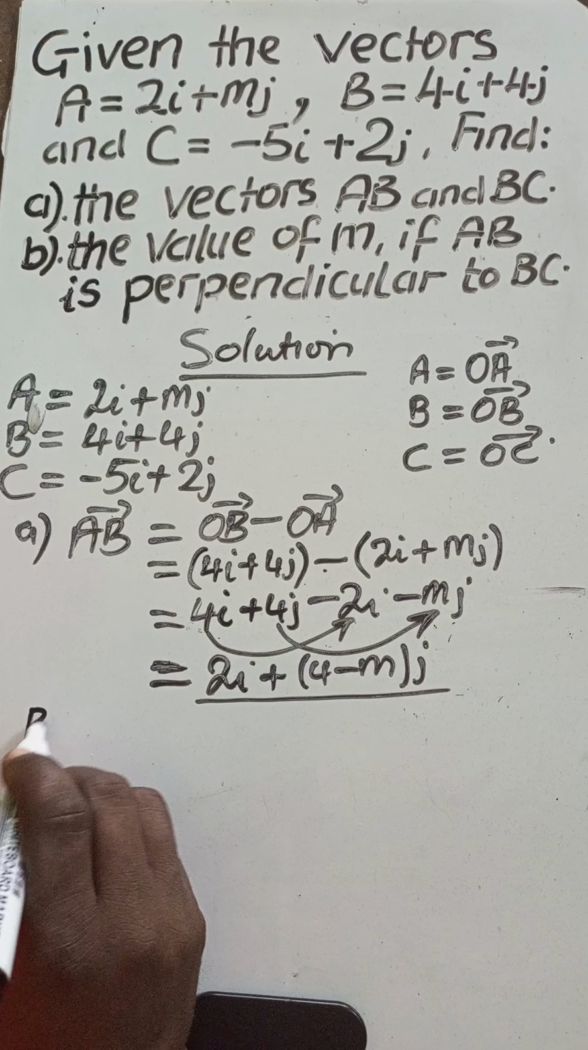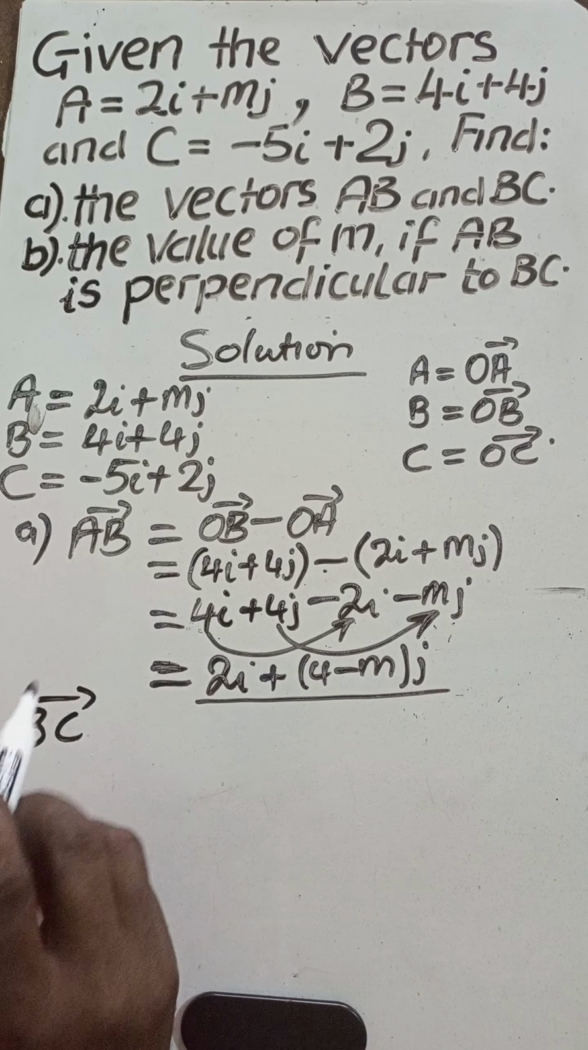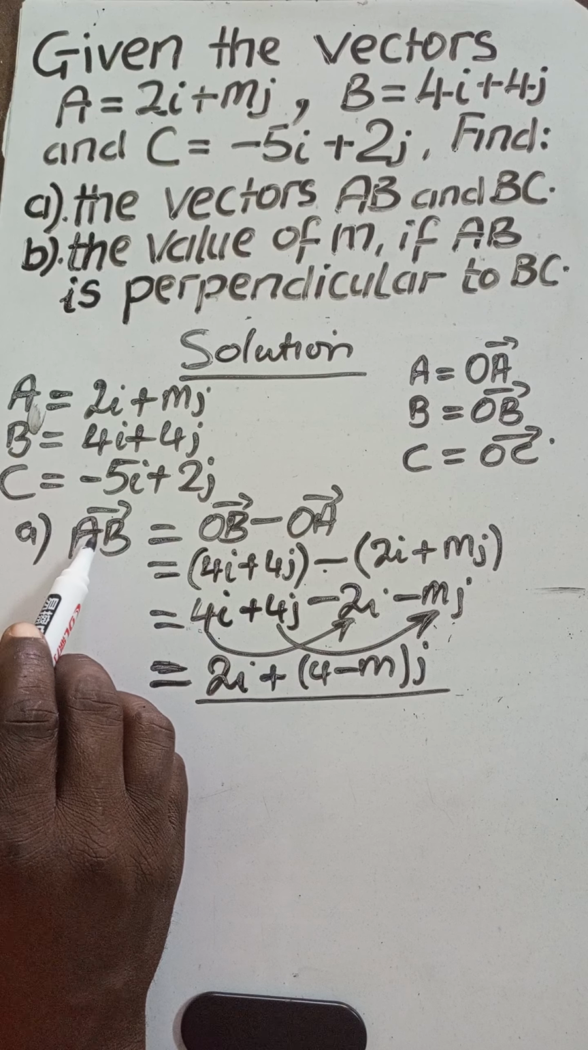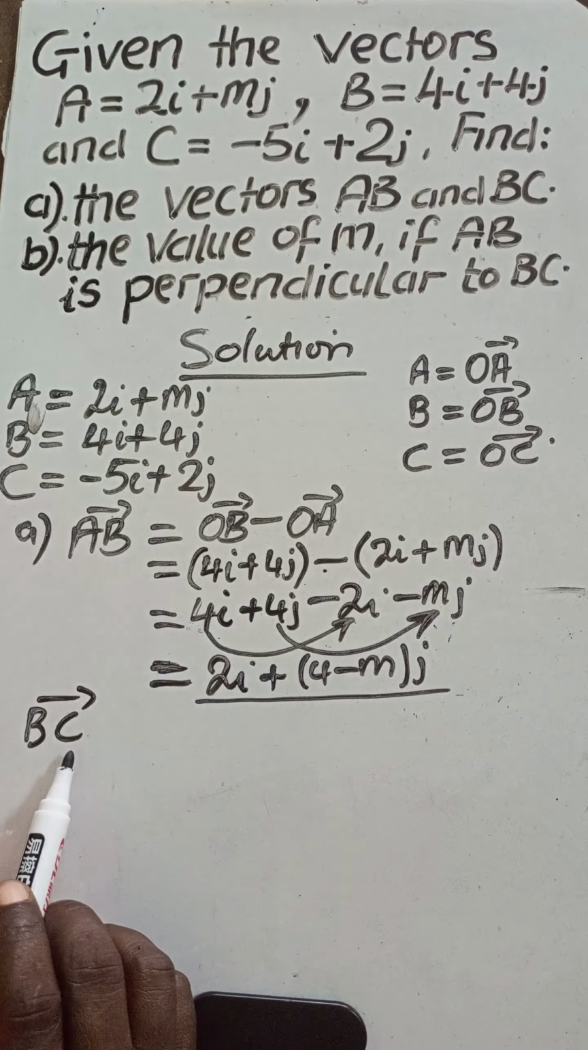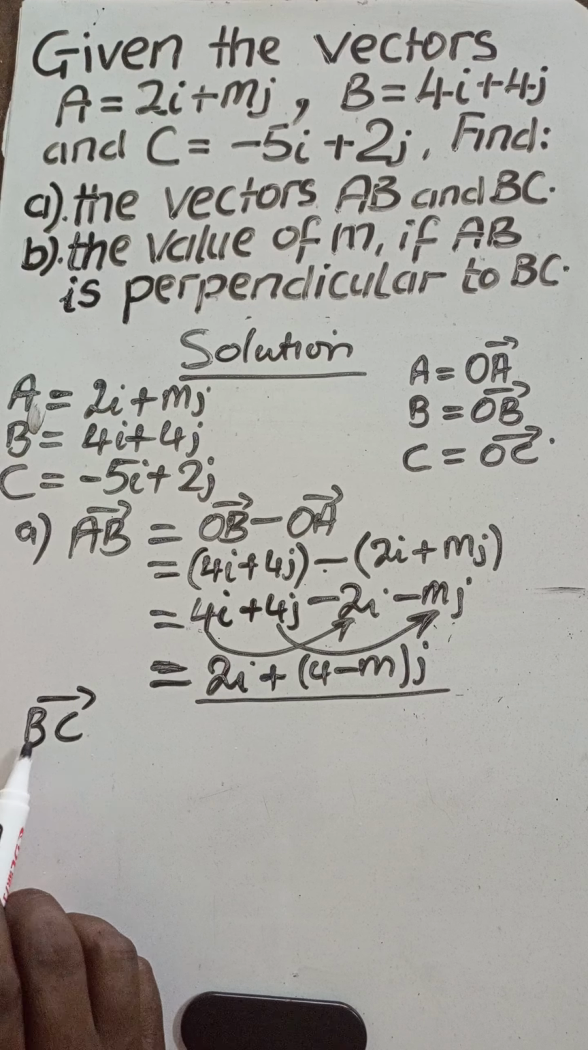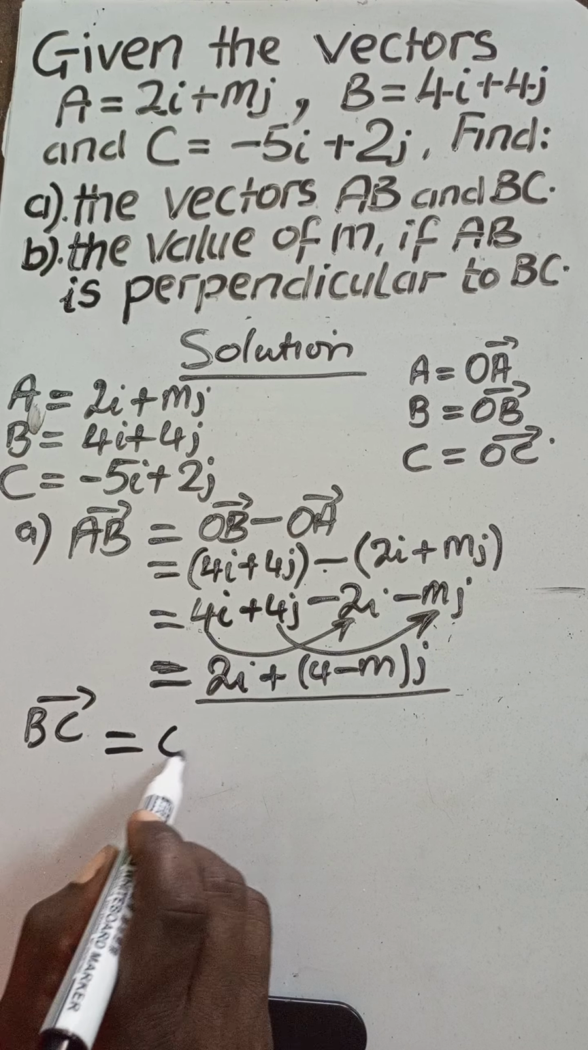Now the vector BC. The same way we looked at AB, we took OB minus OA. We're going to do the same movement here. It will be OC minus OB.